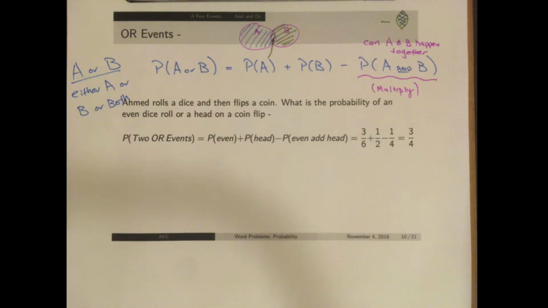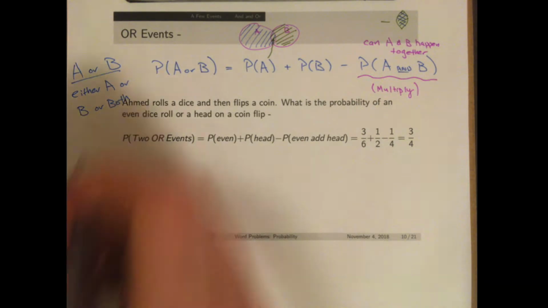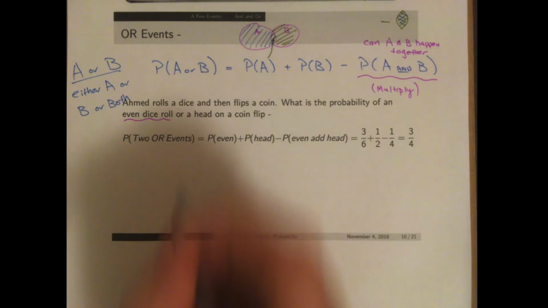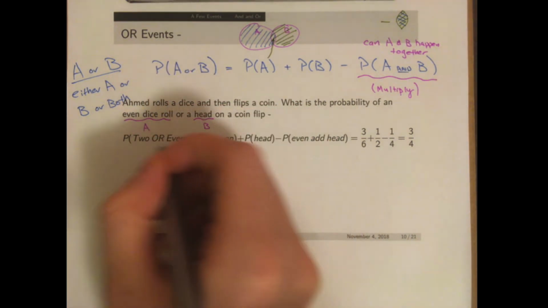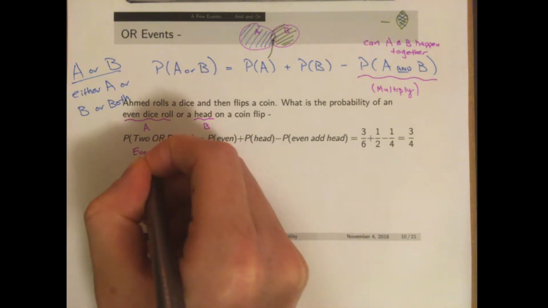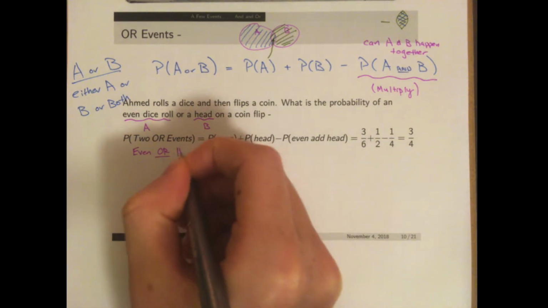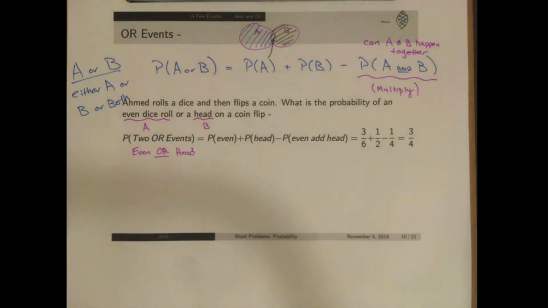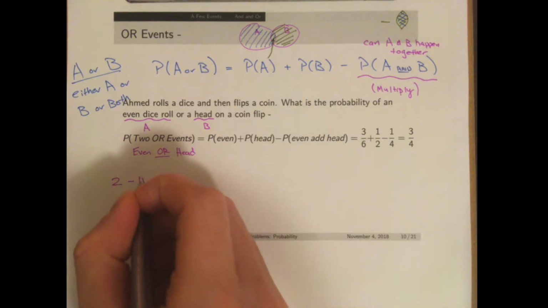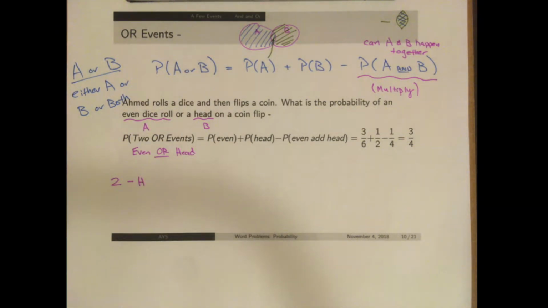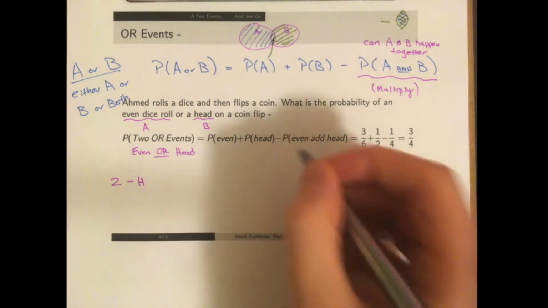So let's look at an example. Ahmed rolls a dice and then flips a coin. What is the probability of an even dice roll or a head? So this is A, and this is B. So the probability of two OR events, meaning the probability of even or head. So I either want an even, or I want a head, or both can happen, no problem. Now the question is, can both happen? I say, yeah, sure. An example of them both happening is the dice comes up 2, and then the coin comes up heads. Well, there it is. They both happened. So I definitely should be subtracting off this even and heads.